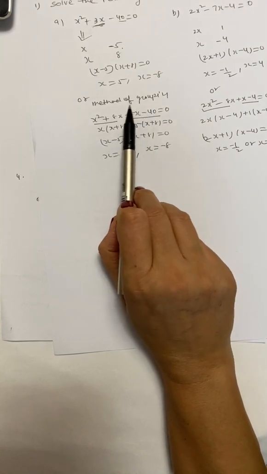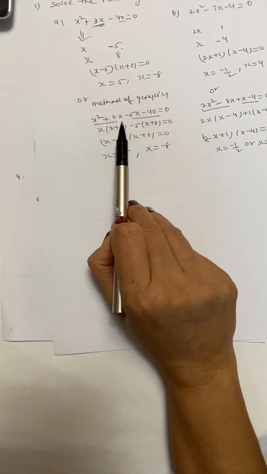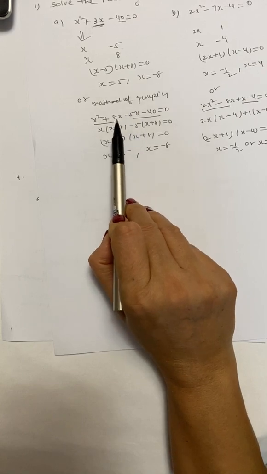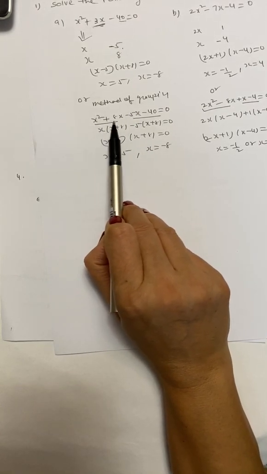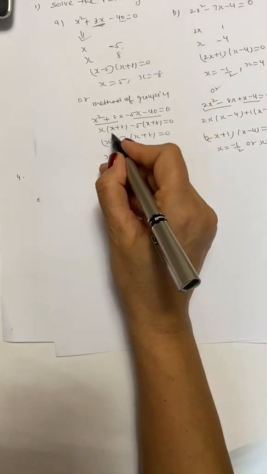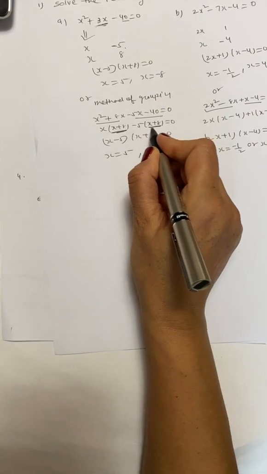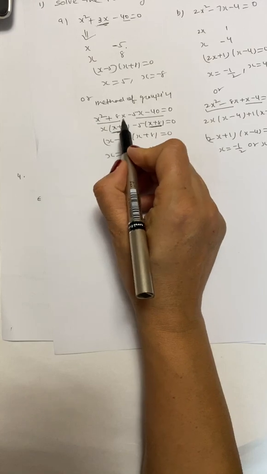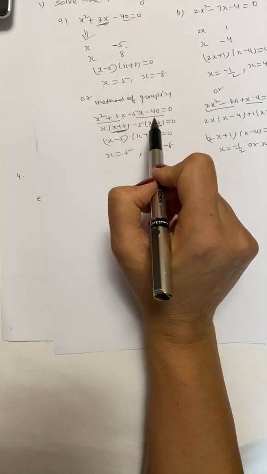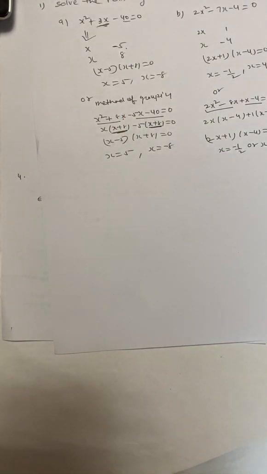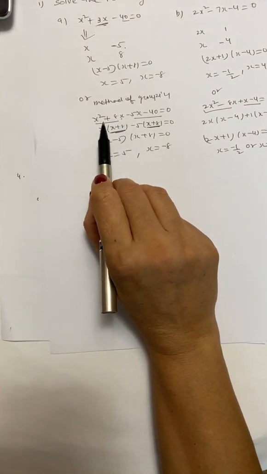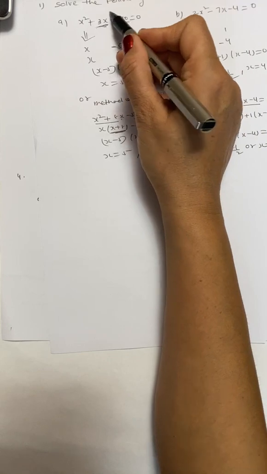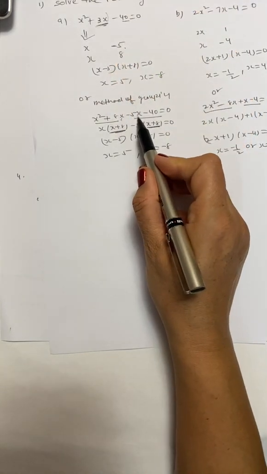So what you can do is split the middle term. You need to think about how to split it so that when you group them, you get the same factor inside the bracket. Because I know that for 40, we have 8 times 5, and 8 minus 5 gives me 3, that's why we are rewriting 3x as 8x minus 5x.